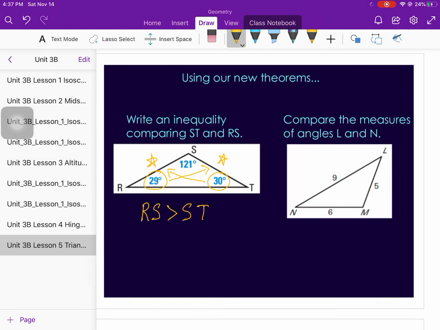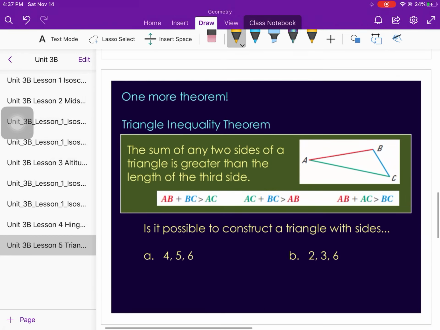The next one, compare the measures of angles L and N. So L and N, we don't know what their values are, so we want to look at the sides then. So the side across from L would be NM, which has a value of 6. And then the side across from N is 5. Since 6 is bigger than 5, we know that angle L, which goes with 6, has to be greater than angle N. All right, so we're just matching up angles with sides.